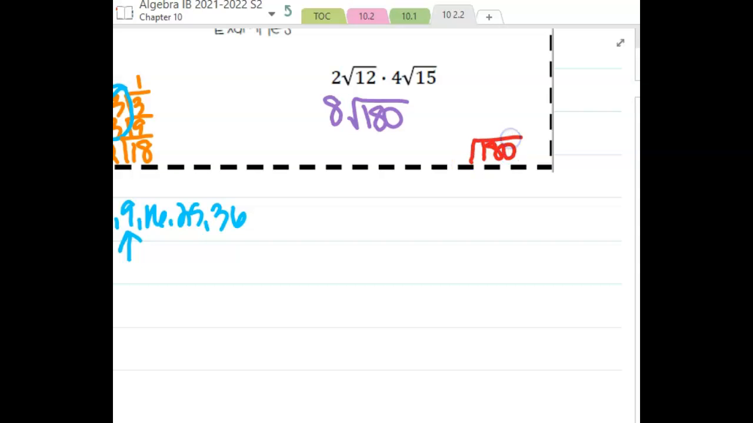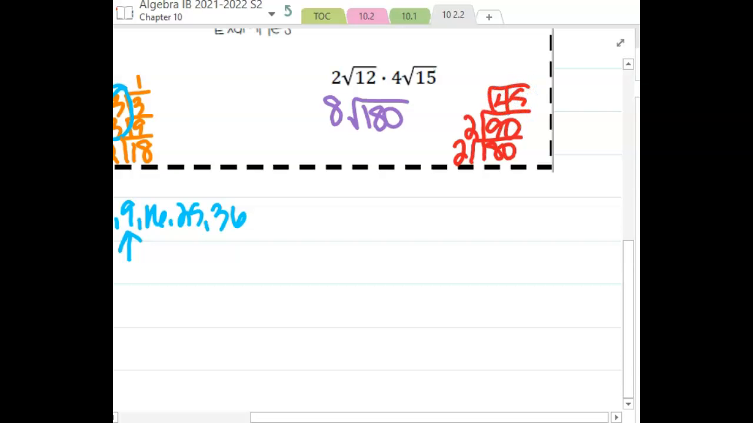So if I were to cake 180, what can I divide out of 180? A 2, 180 divided by 2 would give me 90. What can I divide out of 90? Another 2, we get 45. I could divide out a 5, and I'd get 9.